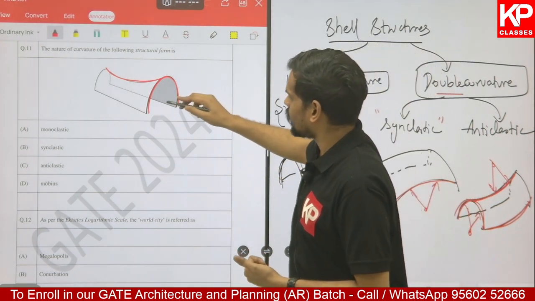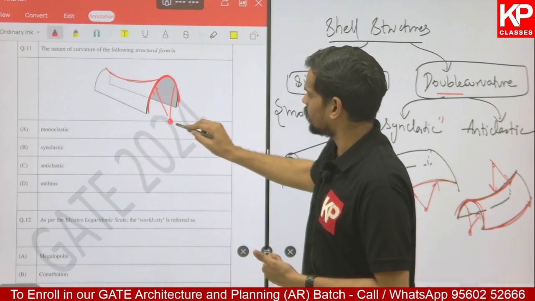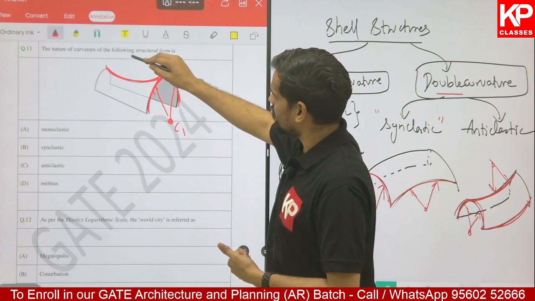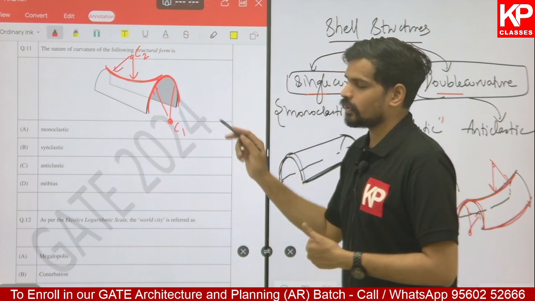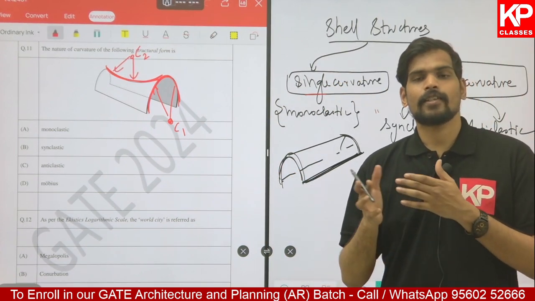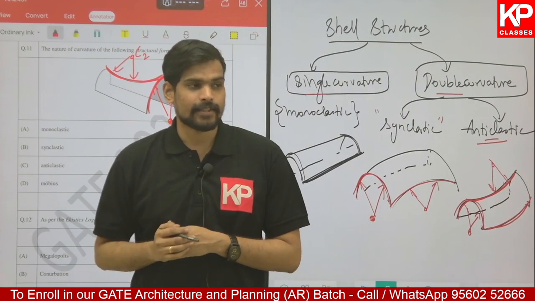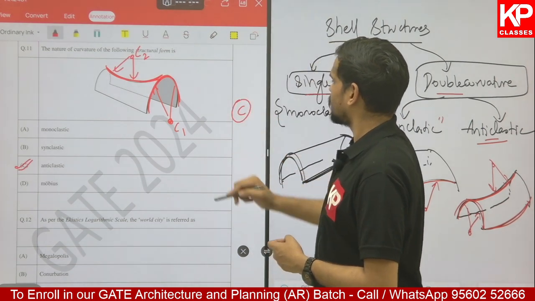And what is the center of curvature for this particular direction? It is over here at the bottom. That's the first center of curvature, C1. The center of curvature for this particular orientation is on the top. That is C2. So if it's C1 and C2, the centers of curvature on both these orientations are on opposite sides. That's referred to, as I told you, as an anticlastic structure. So the correct option for this would be option C.